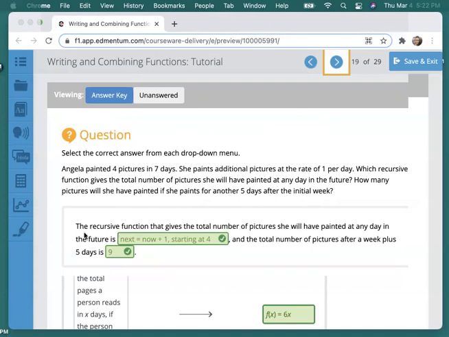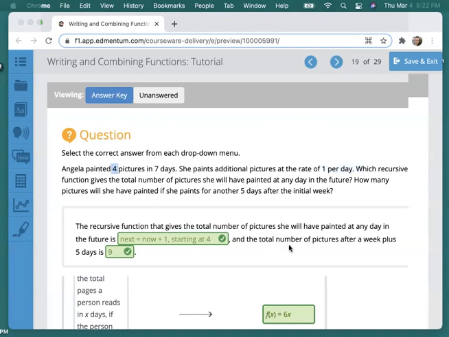So the recursive function for how many she'll paint any day in the future is next equals now plus 1, starting at 4. So next is obviously in the future. Now plus 1. So she's doing 1 per day, as you can see right here, the 1 per day. And she's already painted 4 pictures.